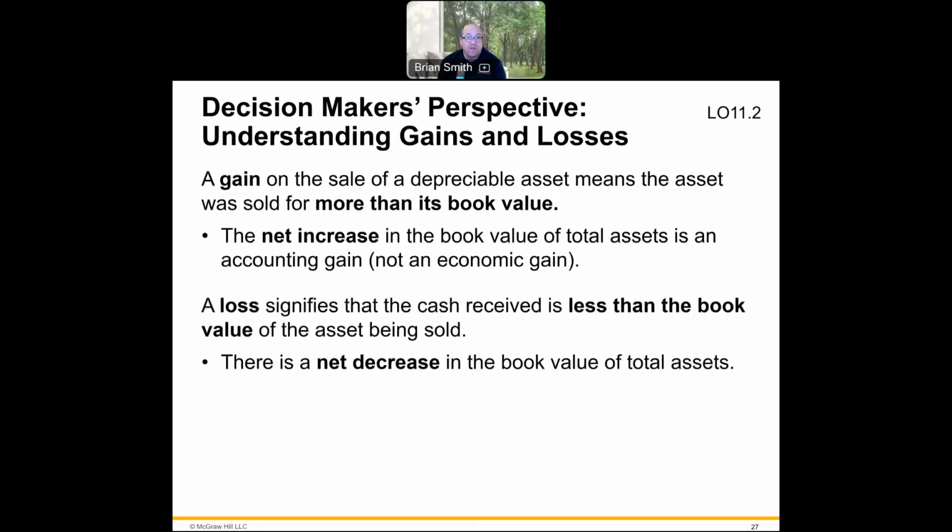All right, a gain on the sale means that we sold it for more than book value. It's not an economic gain, is what this is saying. And if we sold it for a loss, it's not an economic loss. It is simply that we sold it for more or less than book value. It's just kind of how it is.